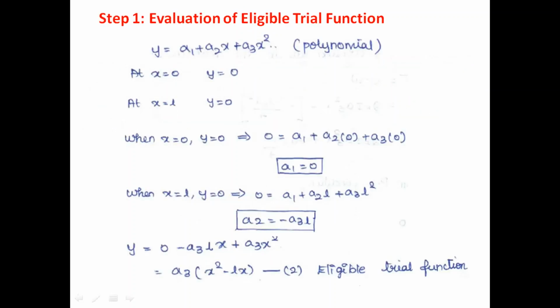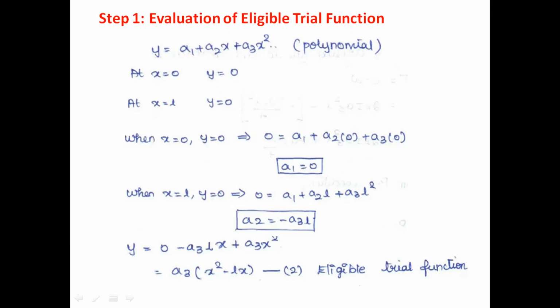First step, evaluation of the eligible trial function. Here we are assuming a second order polynomial trial function, because in the strain energy of the beam we have a second order derivative, d square W by dx square term. So we are using a second order polynomial here: y is equal to a1 plus a2x plus a3x square.